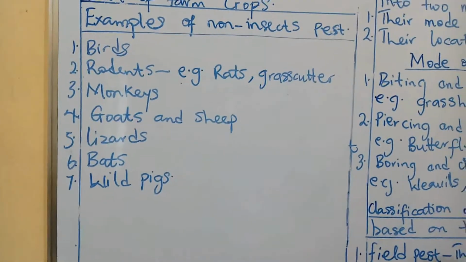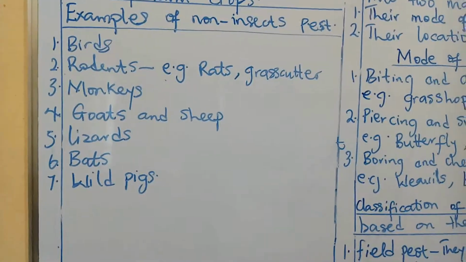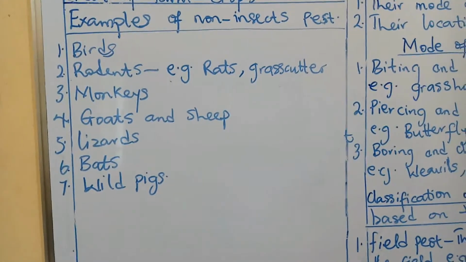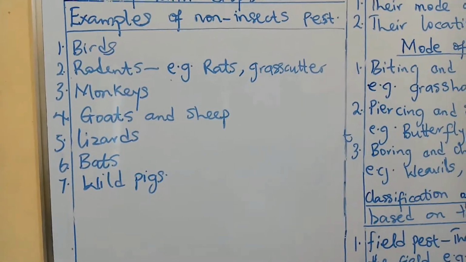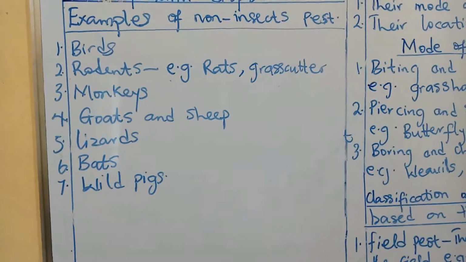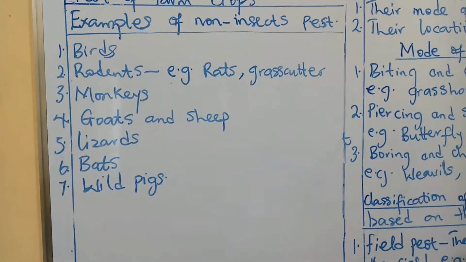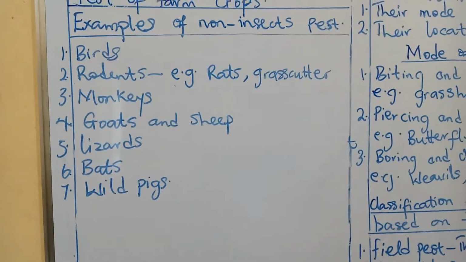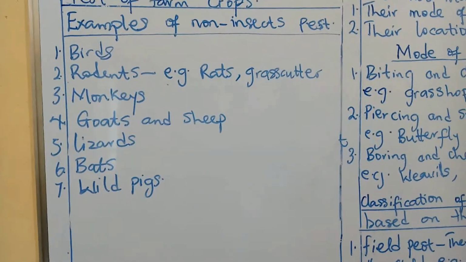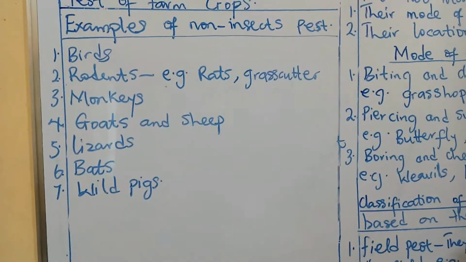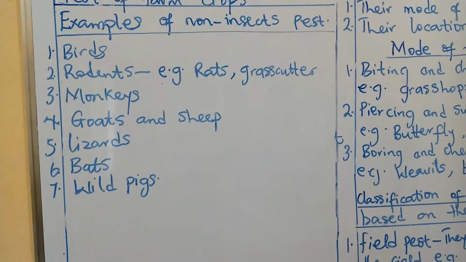Number 2, we have rodents. Examples of rodents are rats and grass cutter. We also have squirrel coming under that example too. Number 3, we have monkeys. These ones, they like to be in our banana plantations. Okay, now we have goats and sheep. Okay, lizards. Number 6, bats, and number 7, wild pigs.